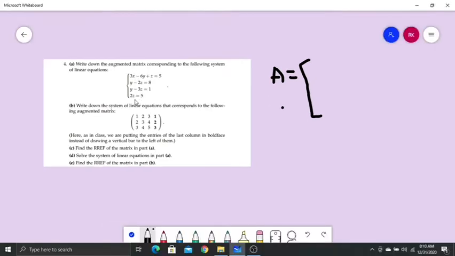Augmented matrix. So first we write down the augmented matrix. How to write down the augmented matrix? So don't worry about this. First, I put a variable A as the augmented matrix. First, we know that the first column is equal.